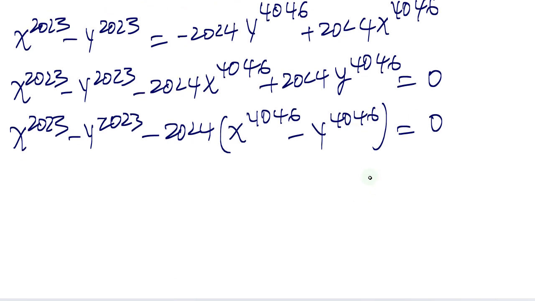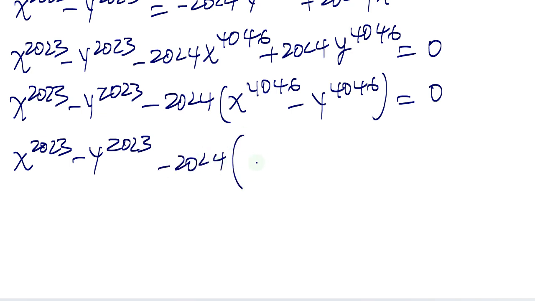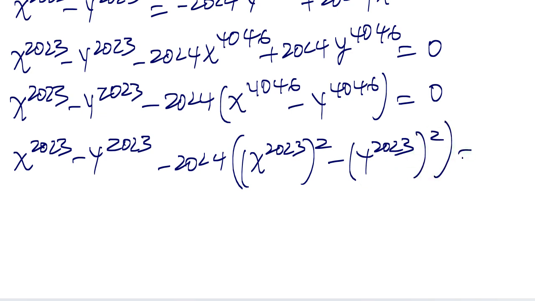Okay, guys, I'm not talking while I'm writing this because it takes more time. So I'm just writing. And then we have this one here, but let's write this differently: x to the 2023 minus y to the 2023 minus 2024, and then we have here x to the 2023, to the power of 2, minus y to the 2023, to the power of 2, equals 0.